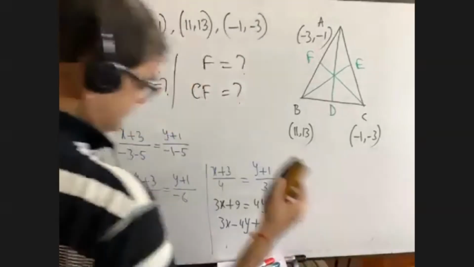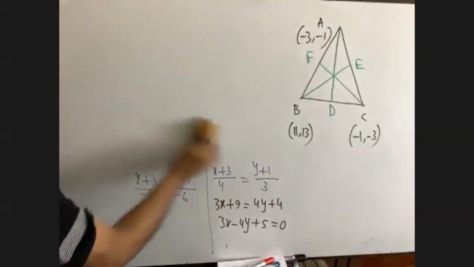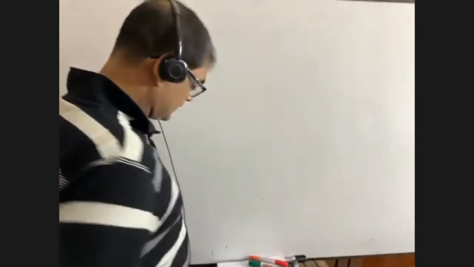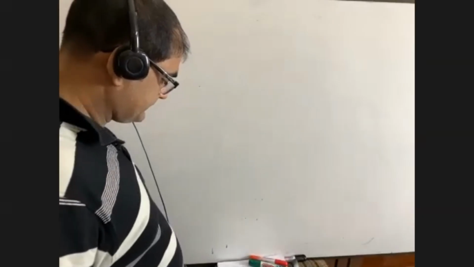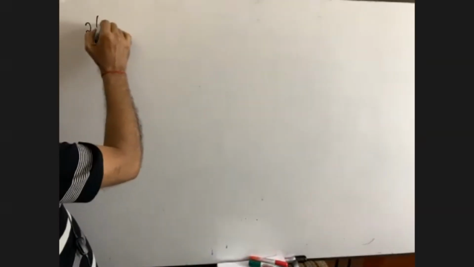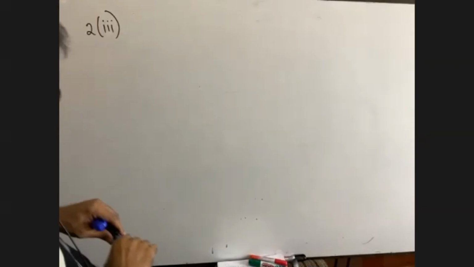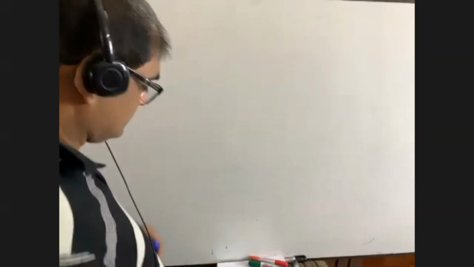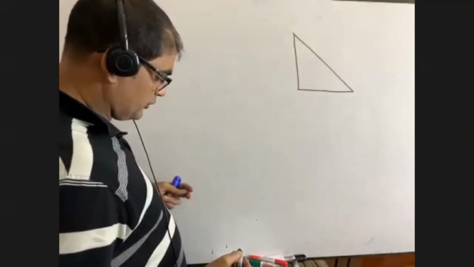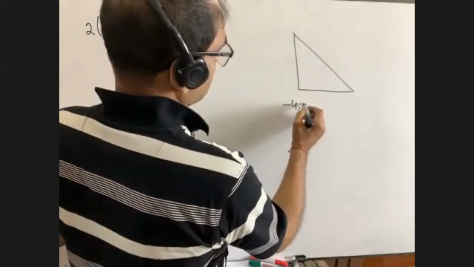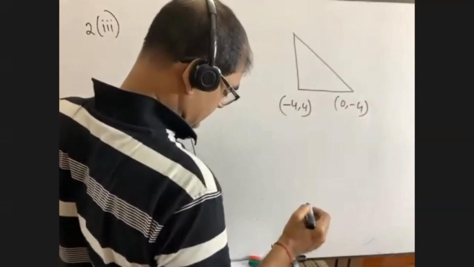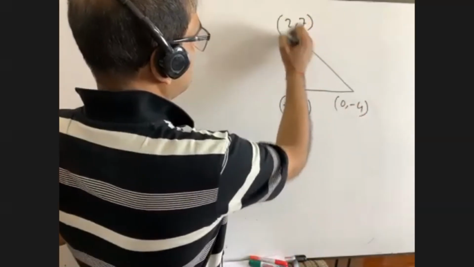We have to find the equation of AD. AD is the median. So what is A? You write down, A is (-3, -1). What is D? You write down, this is D (5, 5). Write here x, y. So we can write here x plus 3 by minus 3 minus 5, and y plus 1 by minus 1 minus 5. That means we are getting here (x plus 3) by minus 8 is equal to (y plus 1) by minus 6.